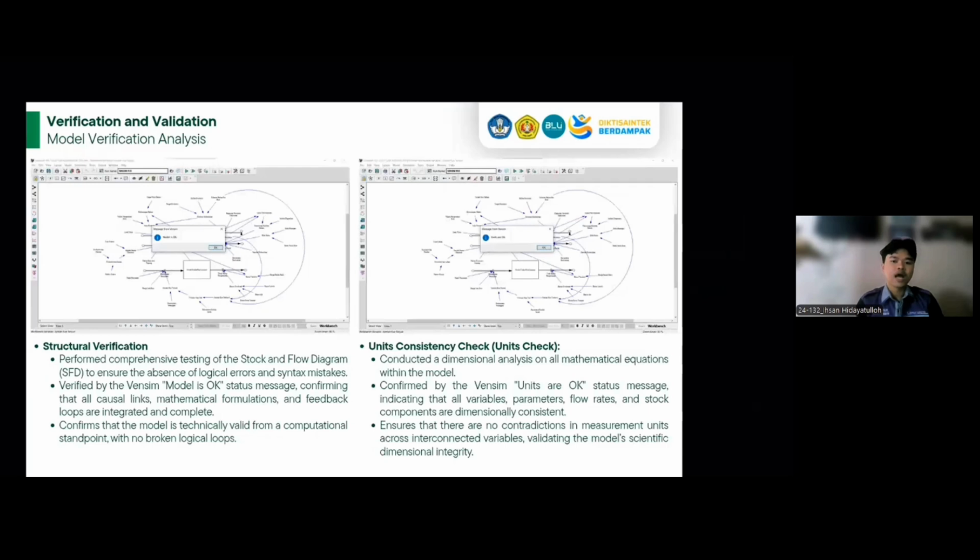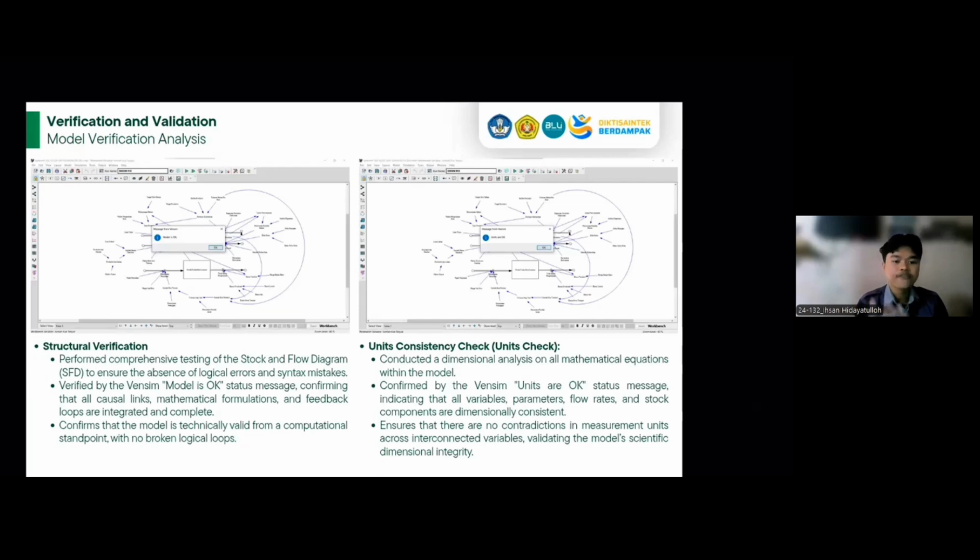So the first, I will tell about model verification analysis. There are two verification methods that we use. The first is model verification, and the second is unit verification. The first is model verification or structural verification. It performs comprehensive testing of the stock and flow diagram to ensure the absence of logical errors and syntax mistakes.